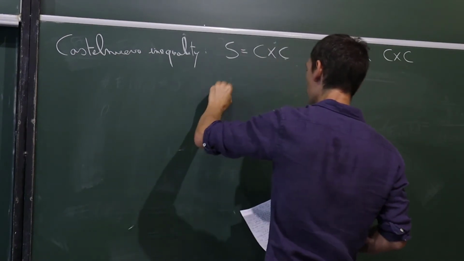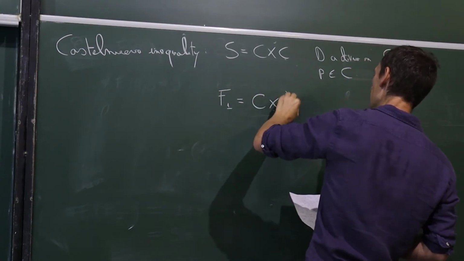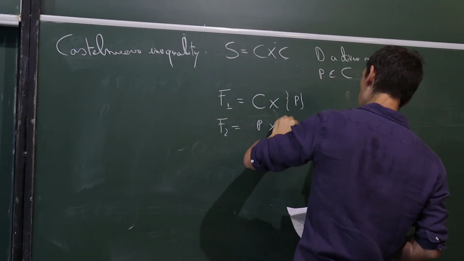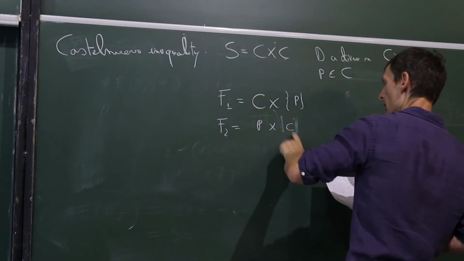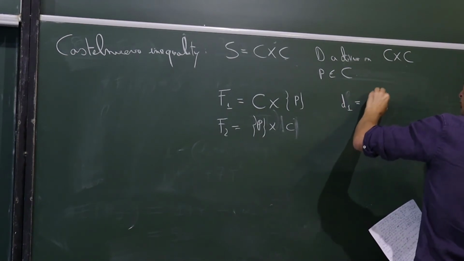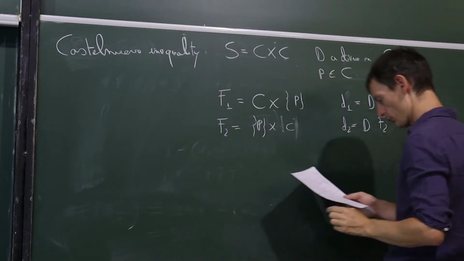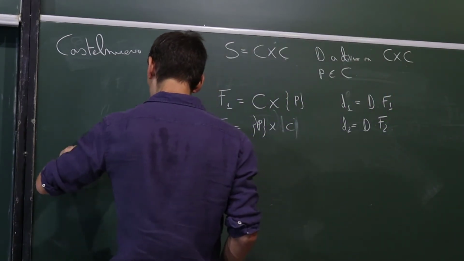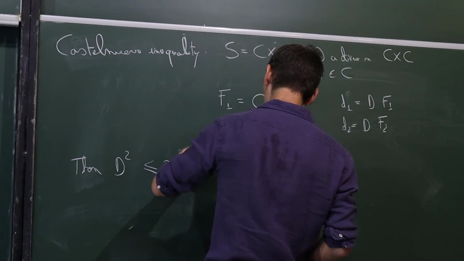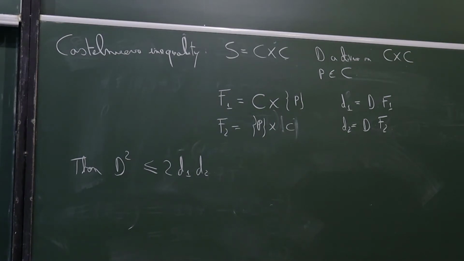I'm going to introduce two special divisors. So F1 is going to be C times P, and F2 is going to be P times C. Oh, sorry. P times C. And D1 is the intersection of D with F1, and D2 is the intersection of D with F2. And then Castelnuovo inequality says that D squared is smaller or equal to D1 times D2. Okay, let's look at the proof.